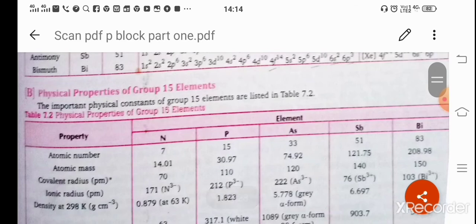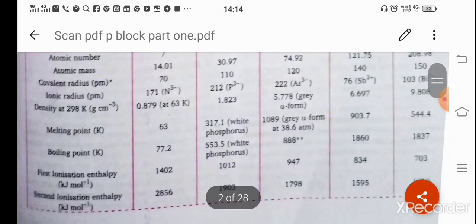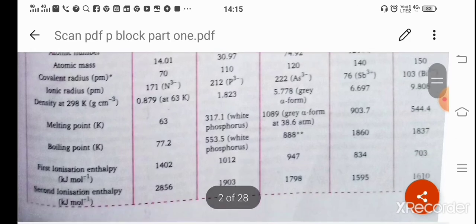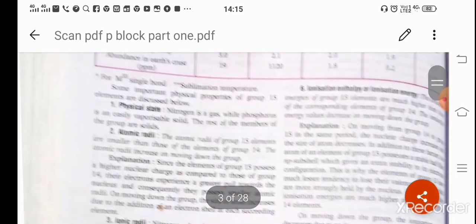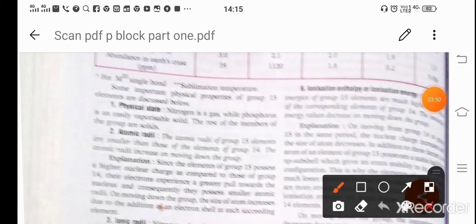Now coming to the physical properties. Physical properties depend upon atomic mass, atomic number, radius, ionic radius, melting point and boiling point. Let us discuss all one by one. Here we are discussing the physical state. Nitrogen occurs as a gas while the rest of the elements occur in solid and liquid state.